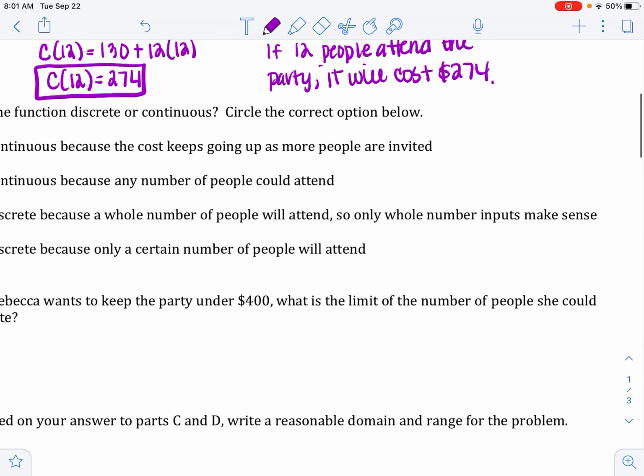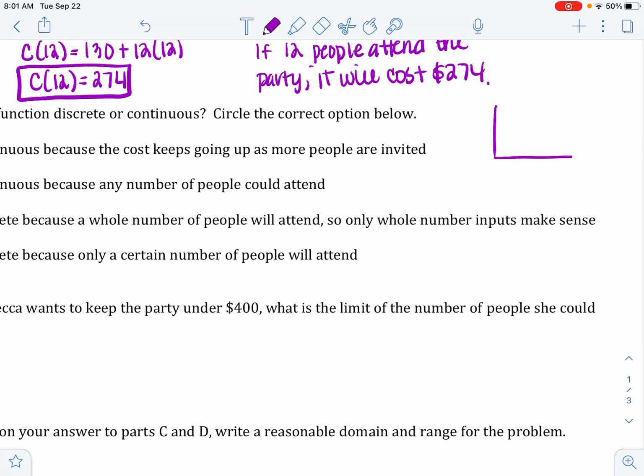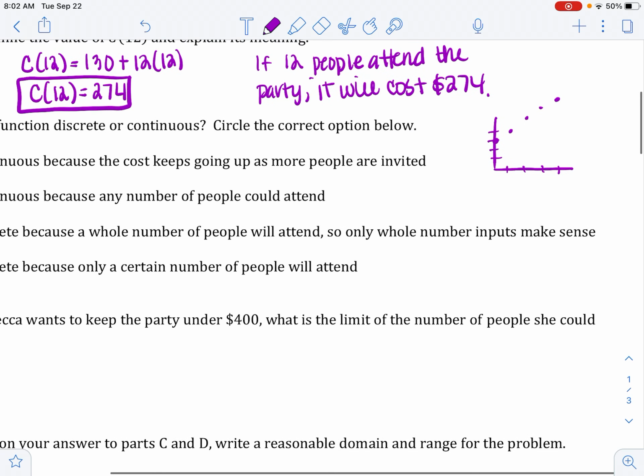All right, so let's go through this. If I were to graph the cost right here, this is the number of guests: 1 guest, 2 guests, 3 guests, 4 guests. I'll just do up to 4 people. And then this is how much it cost, right? So let's say 0 guests was this much, and then I got this and this and this. The question is do I connect them? Is there a value right here?